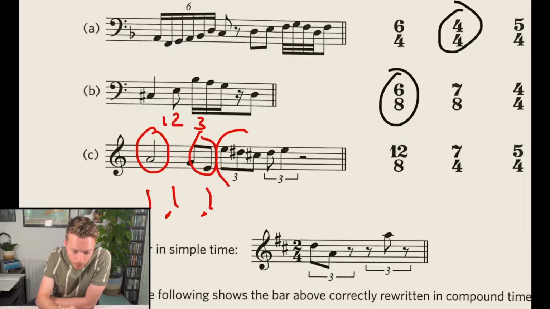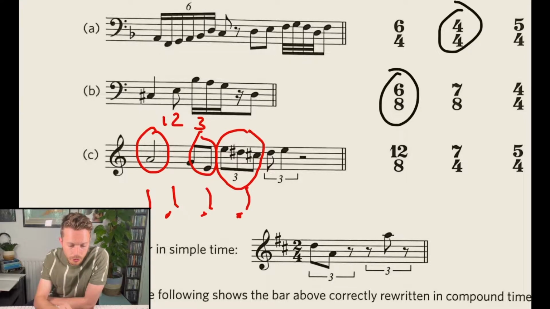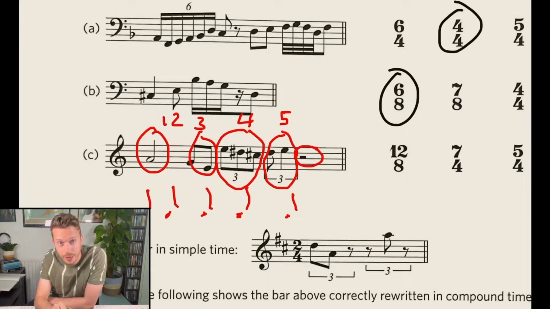Okay, we have a triplet, which is 3 in the time of 2. So that's another crotchet, so that's 4. We have another triplet, which is 5. And then we have a minim rest there, which is worth 2 crotchets. So that's actually 7/4.